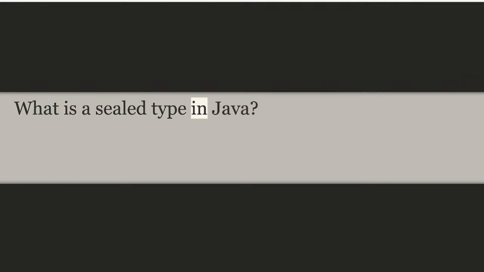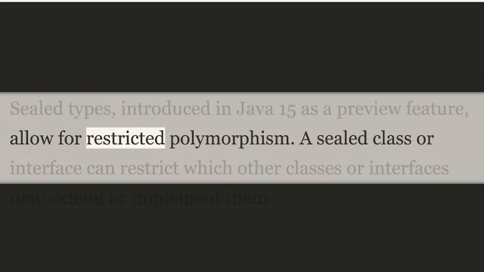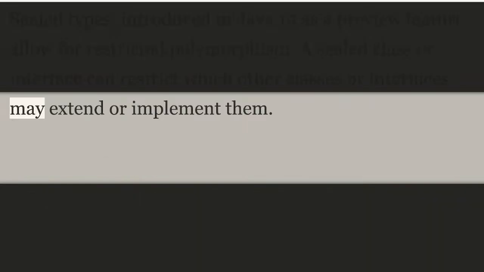What is a sealed type in Java? Sealed types, introduced in Java 15 as a preview feature, allow for restricted polymorphism. A sealed class or interface can restrict which other classes or interfaces may extend or implement them.